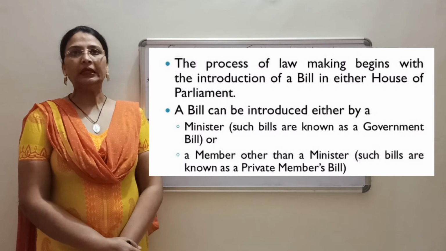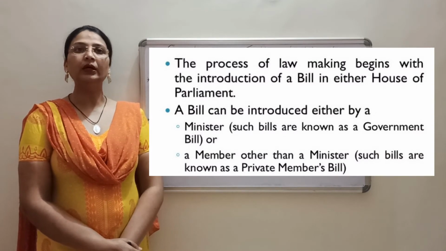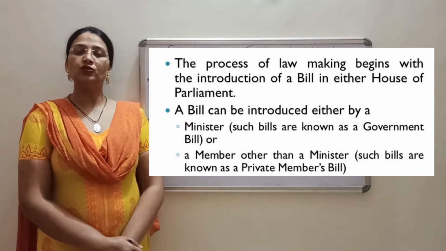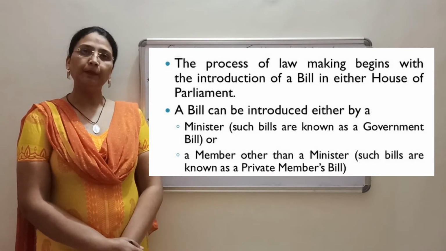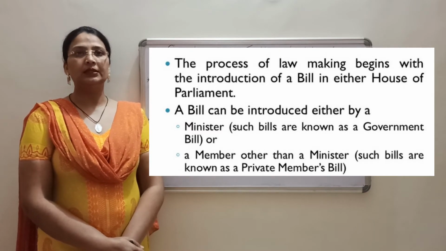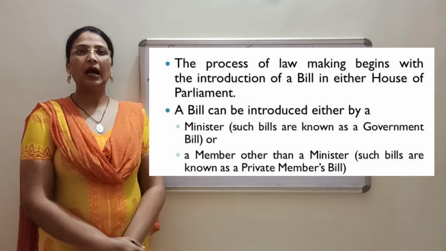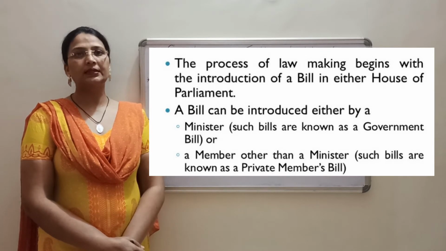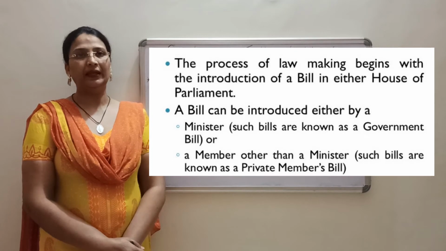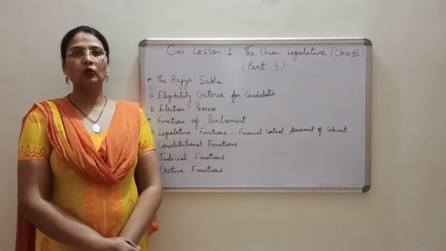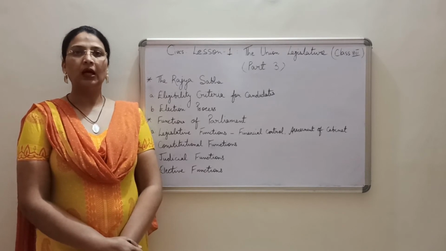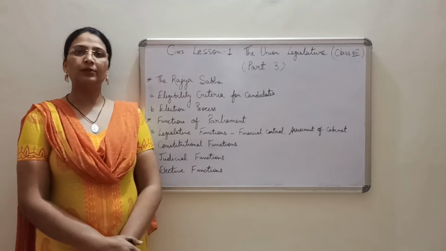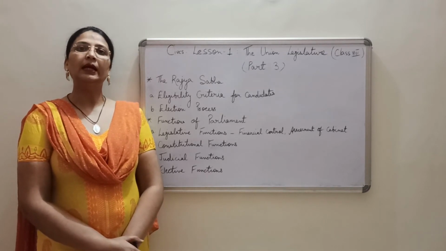The process of lawmaking begins with the introduction of a bill in either House of Parliament. A bill can be introduced either by a minister or a member other than a minister. In the former case, it is called a government bill, and in the latter case, it is known as a private member's bill. A bill undergoes 3 readings in each house, that is, the Lok Sabha and the Rajya Sabha, before it is submitted to the President for assent.